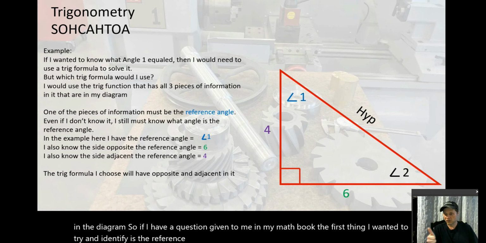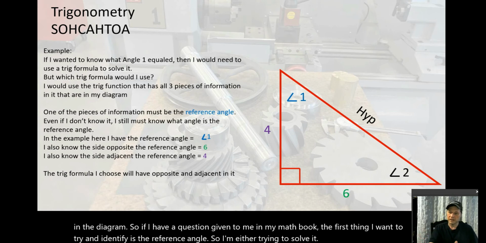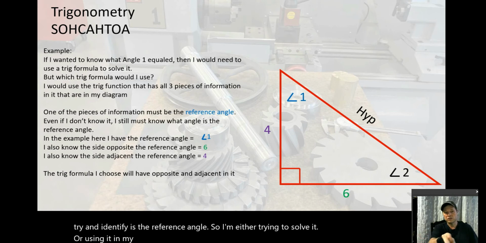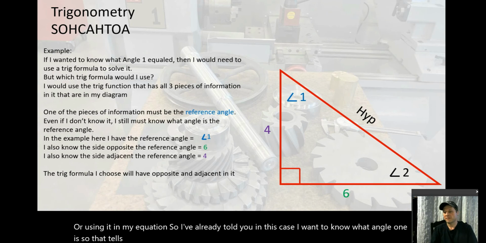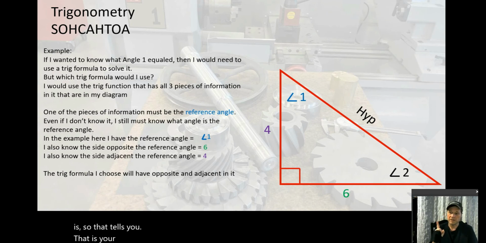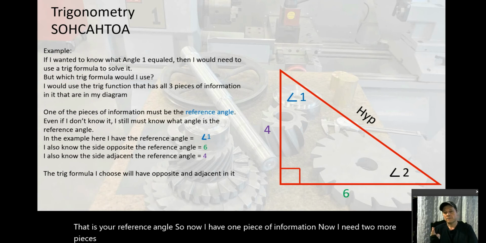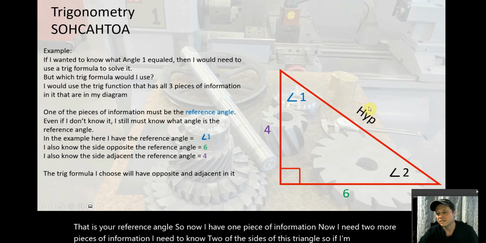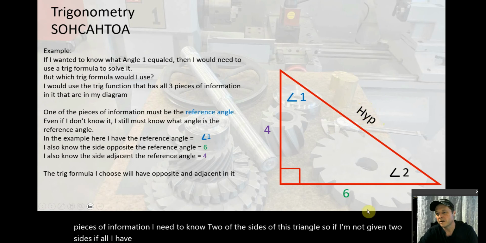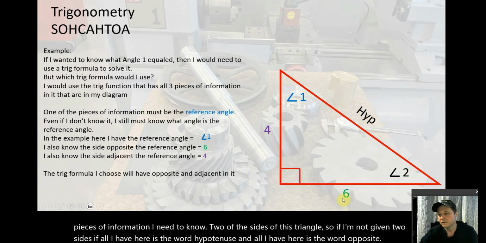So I'm either trying to solve it or I'm using it in my equation. So I've already told you, in this case, I want to know what angle 1 is. So that tells you that that is your reference angle. So now I have one piece of information. Now I need two more pieces of information. I need to know two of the sides of this triangle. So if I'm not given two sides, if all I have here is the word hypotenuse and all I have here is the word opposite, I can't solve this triangle.